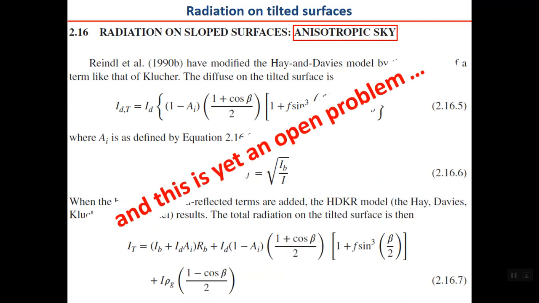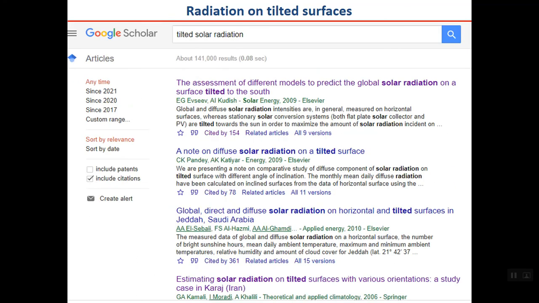And this is yet an open problem. By open problem, I mean that research is still ongoing on different models to calculate the solar radiation on a tilted surface. Just to show you, I did a search in Google Scholar for tilted solar radiation. You can also do the same search with other keywords and see much more.